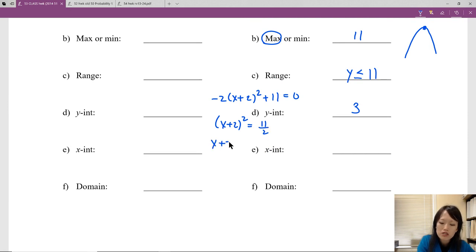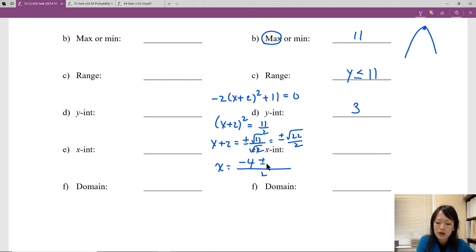Square root it. X plus 2 is plus or minus root 11 over root 2, times root 2, so you get root 22 over 2. And then you get x equals... write everything with a 2 on the bottom. So that's going to be -4 plus or minus root 22 over 2. So that's my x-intercepts, 2 of them.